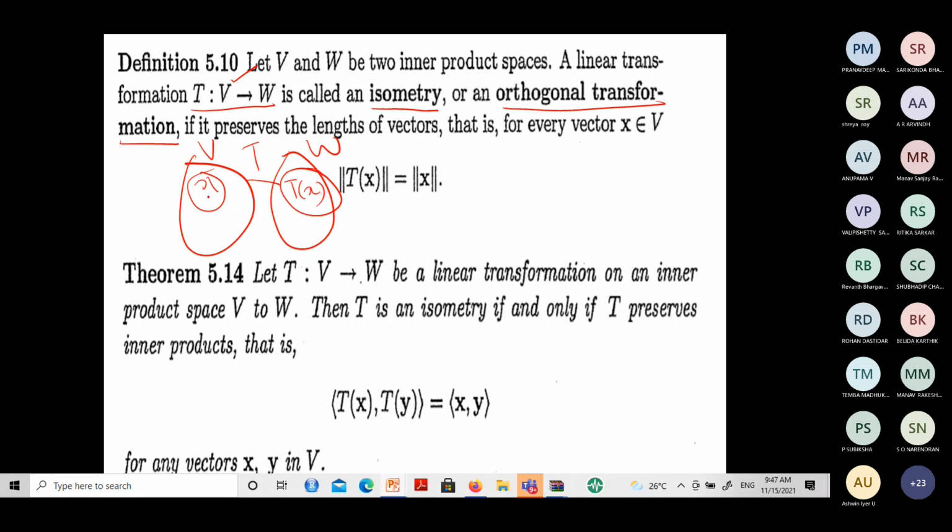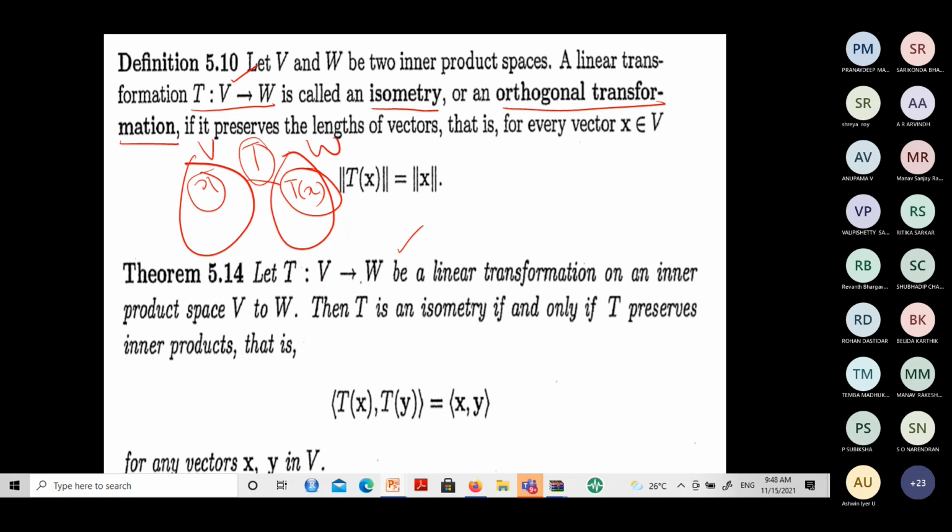It should carry vectors. Suppose this vector has some fixed length; it should carry it to another vector whose length is also the same as x. That is what T is doing. So T is a linear transformation that preserves the norms of the vectors, and so it is called an isometry or orthogonal transformation, right?